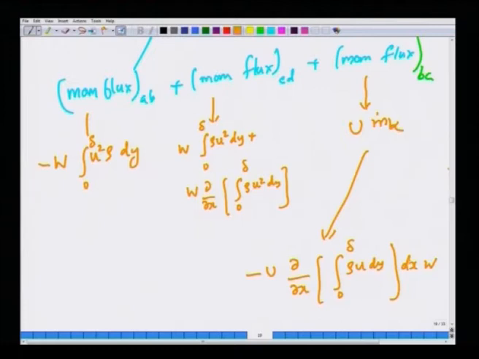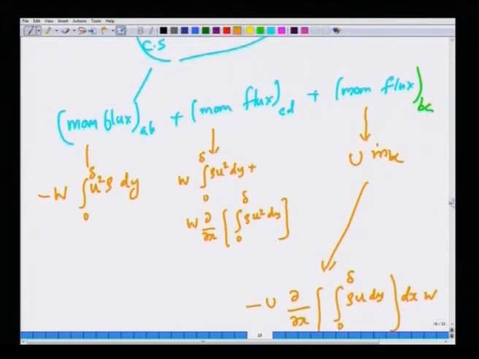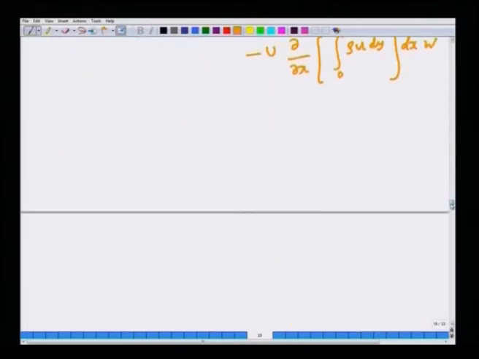Now, what are the forces? Because you have to now worry about the forces on various phases. There are pressure forces and there are shear stresses exerted by the solid surface. Okay. Forces on the CV.